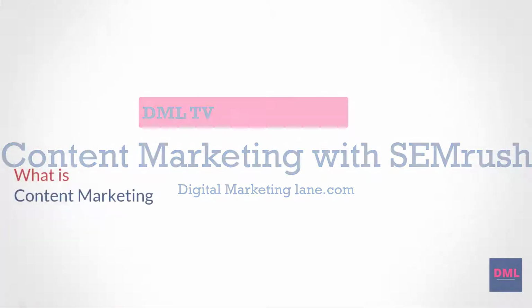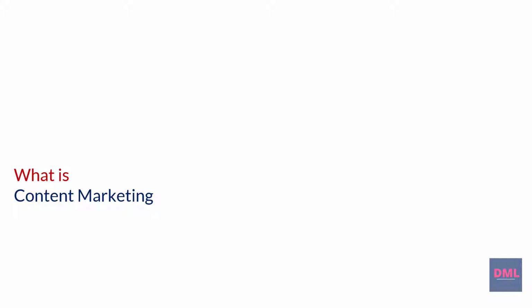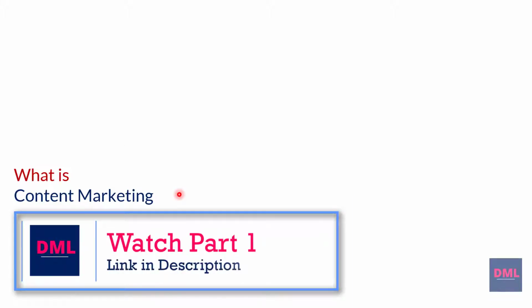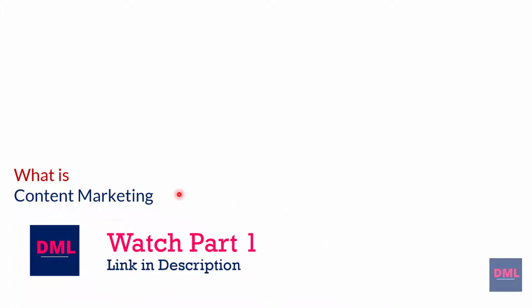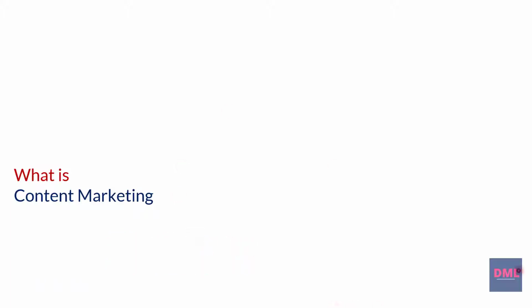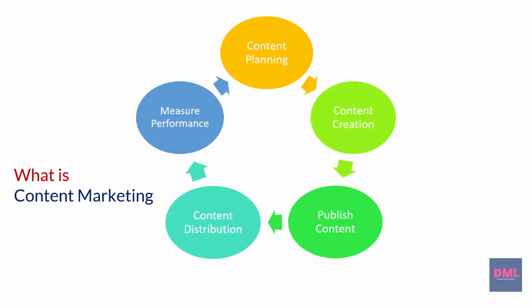Great. Before we start, let's do a quick recap of part 1 of the video. In case you haven't watched part 1 of this 2 video series, please make sure, guys, that you watch part 1. Link is below in the description. So let's start. Let's do a quick roundup. In part 1, we talked about the content marketing basics. We discussed what different activities constitute content marketing. Activities like content planning, content creation, publishing content, content distribution, and measuring the content performance.